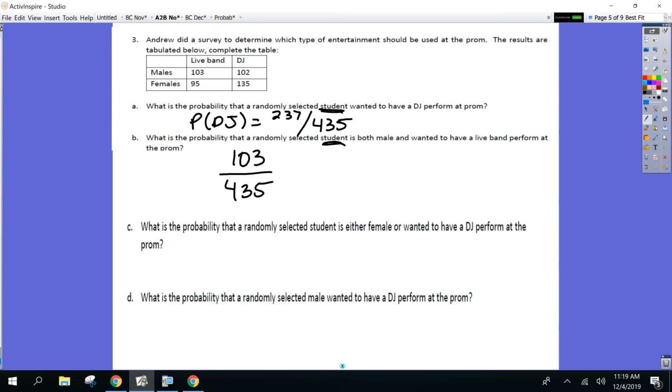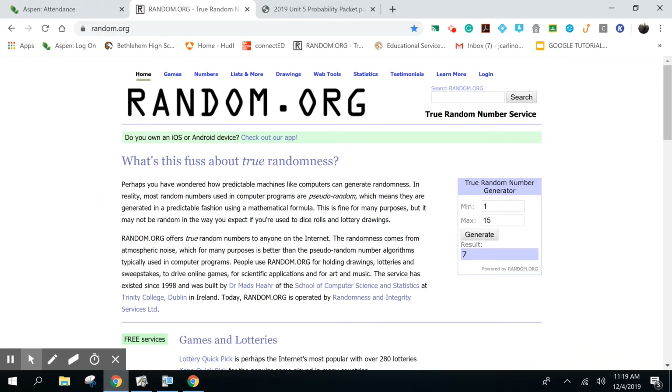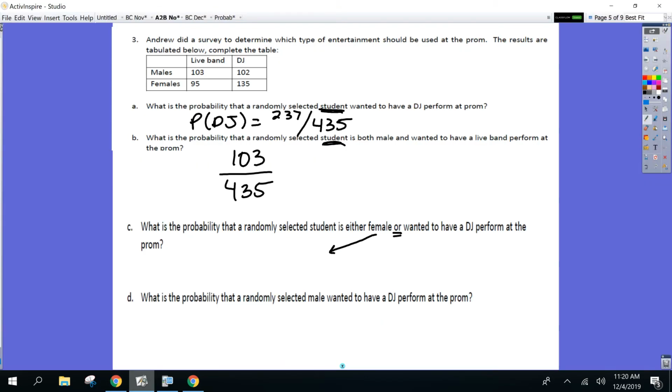All right, part C, we've got to do a little extra work. Female or DJ at prom. So let's start with the female part. How many females do we have here? Got to do a little adding yourself here. How many females do I have in this whole chart? 230. There you go. 230 out of 435.